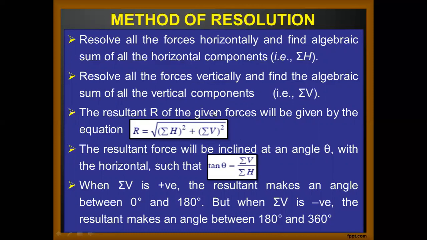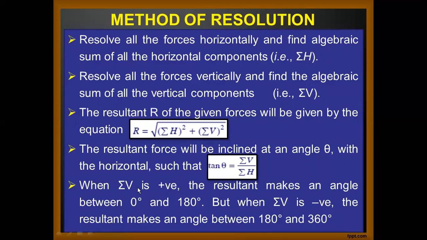The resultant, that is R, can be calculated by using R equal to the square root of summation of H whole square plus summation of V whole square. Then to determine the direction of the same resultant, that is the angle theta or angle alpha, it can be determined by using tan theta equal to summation of V by summation of H.